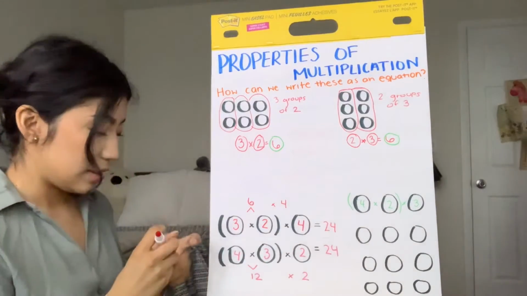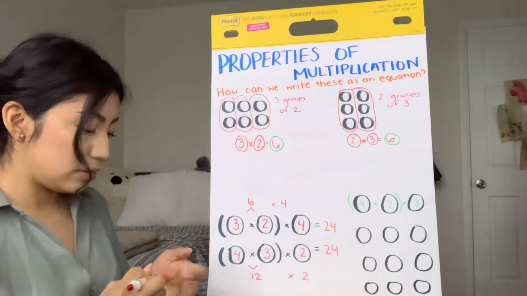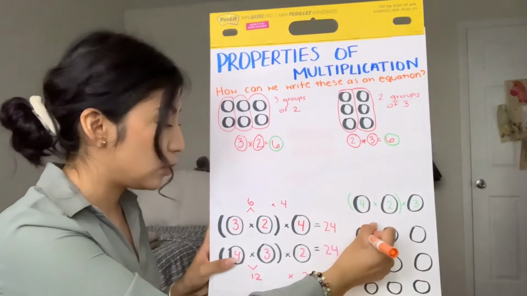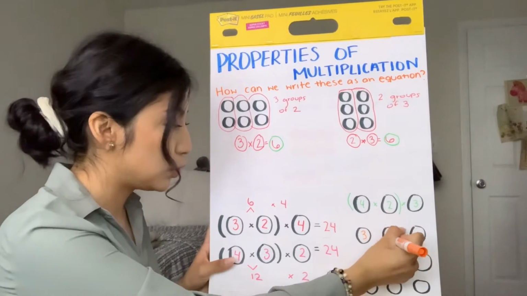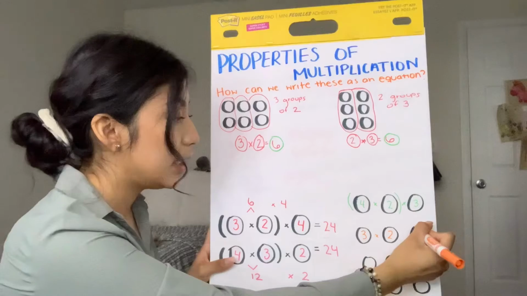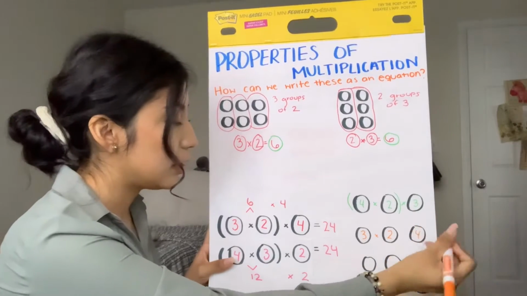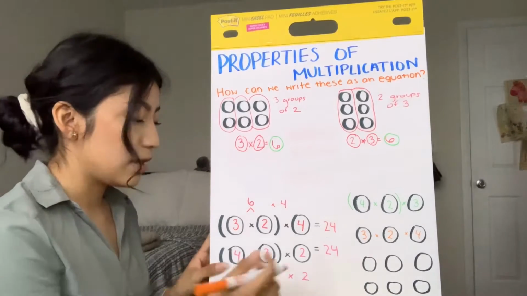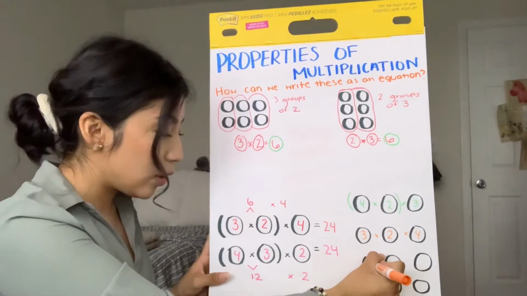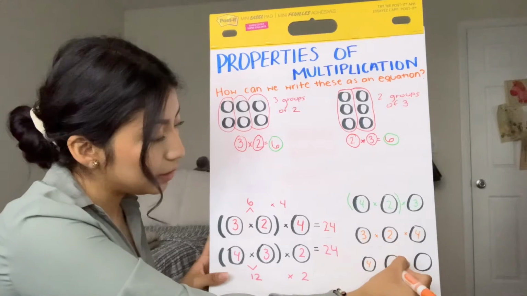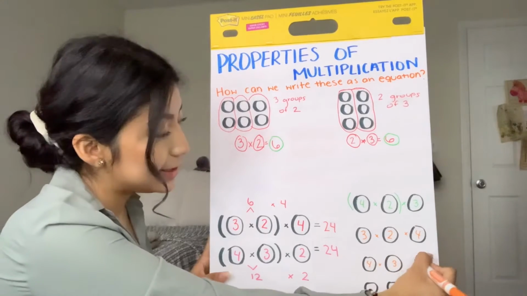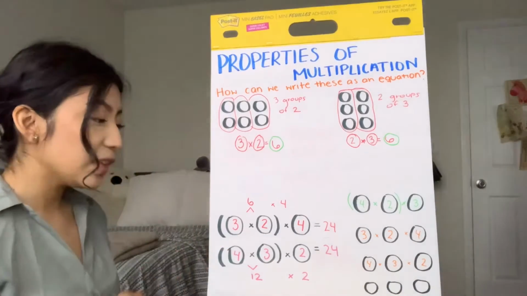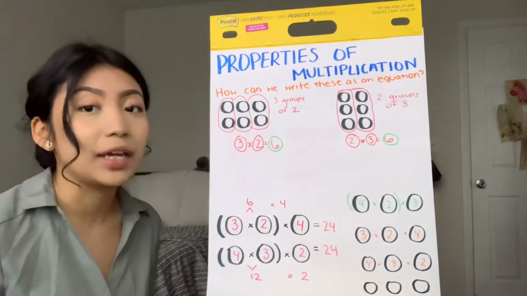So you guys help me read these out. So let's do the first one. All right, 3 times 2 times 4. Great job. Okay, and here we have 4 times 3 times 2. Awesome.